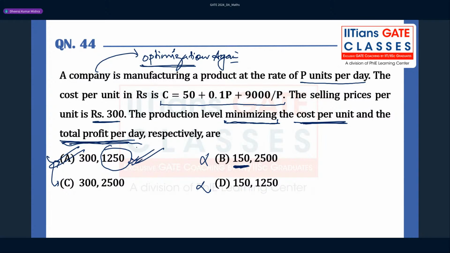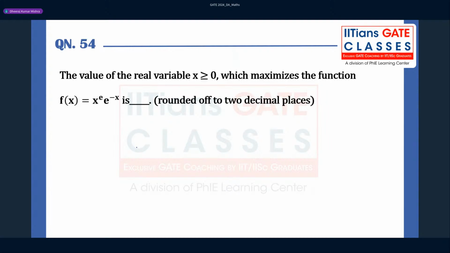So my main job in this session, guys, is to make you familiar with how to attack the problems of data science and AI mathematics, because the weightage of data science and AI mathematics is huge. 35 plus 35 marks you can obtain. So let us move to the next question.